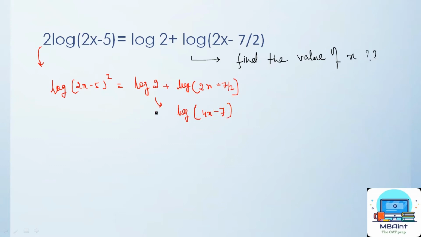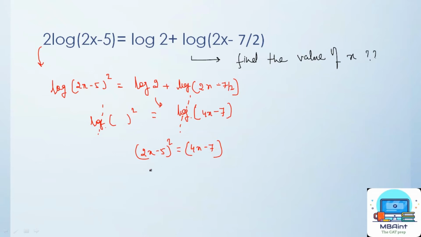Now, which is again equal to log of this part, right? Here nothing is given in the base, so I assume that the base is common in both, and if the base is common I can straight away take down the log part. I can ignore the log part, that would be the better term to use here. So now I am left with (2x minus 5) whole square, which is equal to 4x minus 7, right?